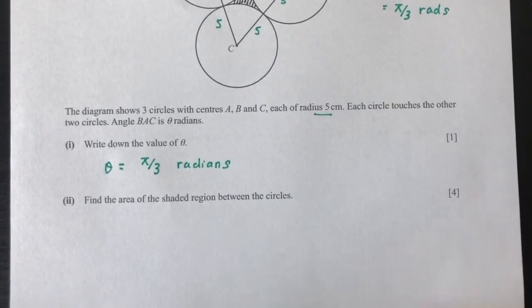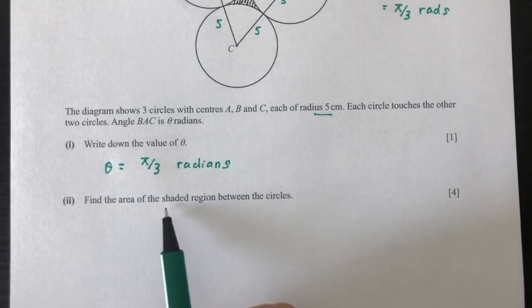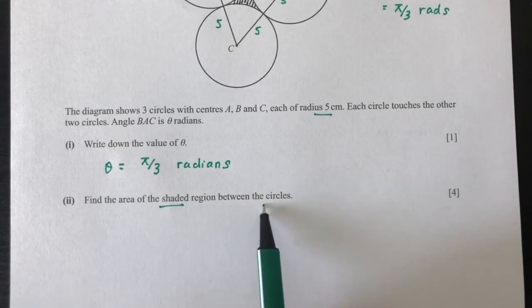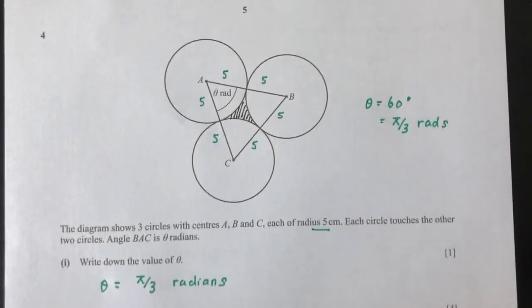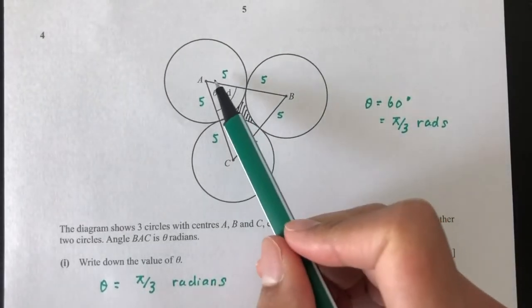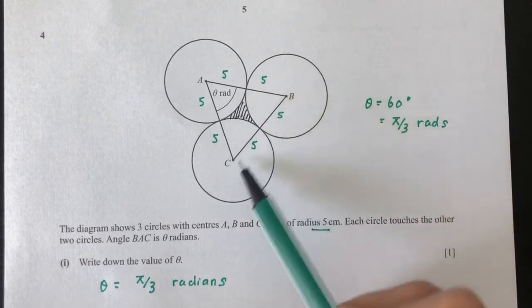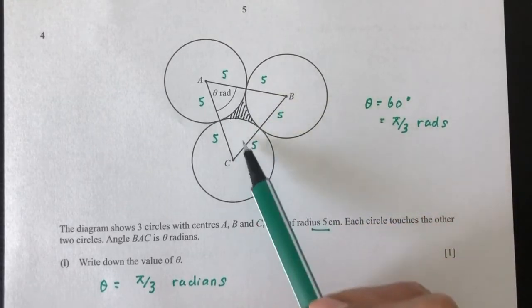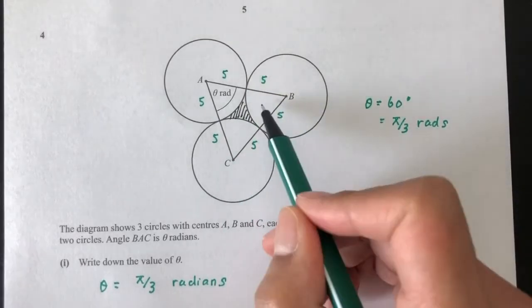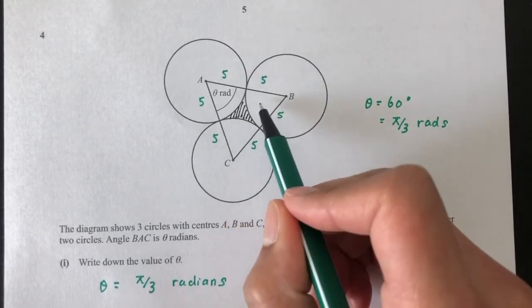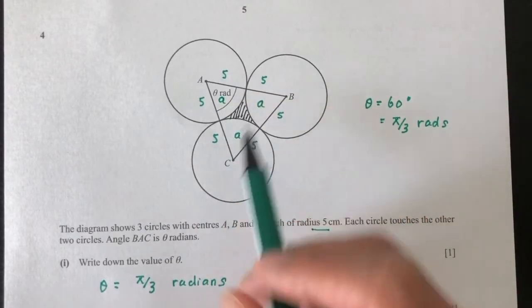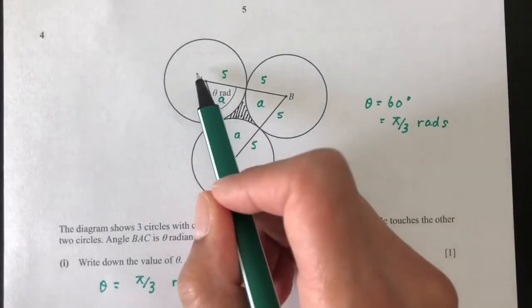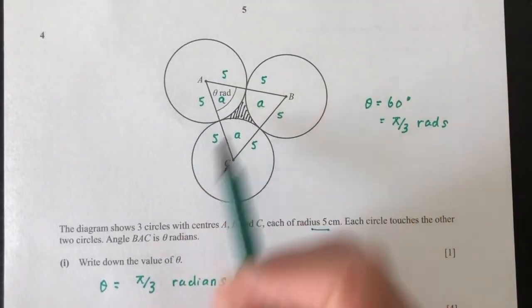Now for part 2, find the area of the shaded region between these circles. How would you find that area? If you observe, for us to get the area, we first have to find the area of the triangle, and then subtract these three sectors. These three sectors are the same, so let's call each of them A. Once you have the area of the triangle, you have to subtract 3A to get this region.